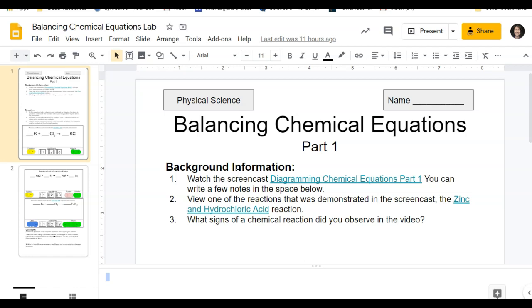Start with your background information. I'm going to let you do this part on your own. Watch the screencast, Diagramming Chemical Equations Part 1. You can write some notes in the space below. Then, you can view one of the reactions that was demonstrated in the screencast with this link. It opens up to a YouTube video about this chemical reaction. After you watch the video, write down in this space what signs of a chemical reaction you observed.